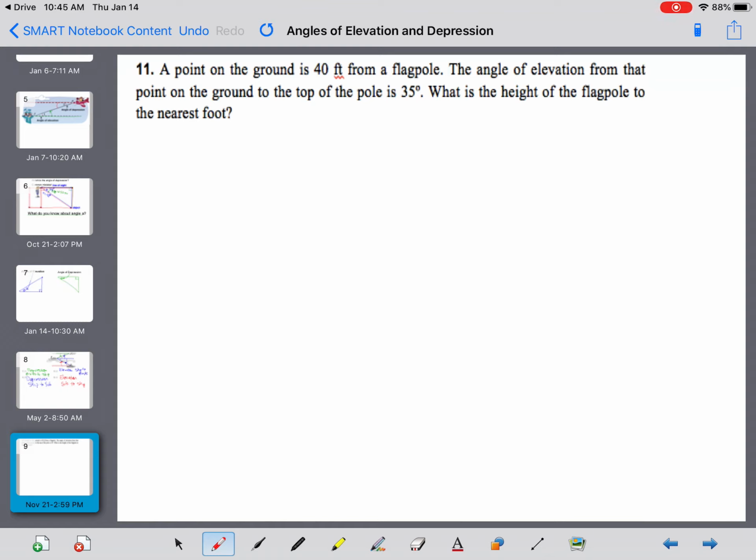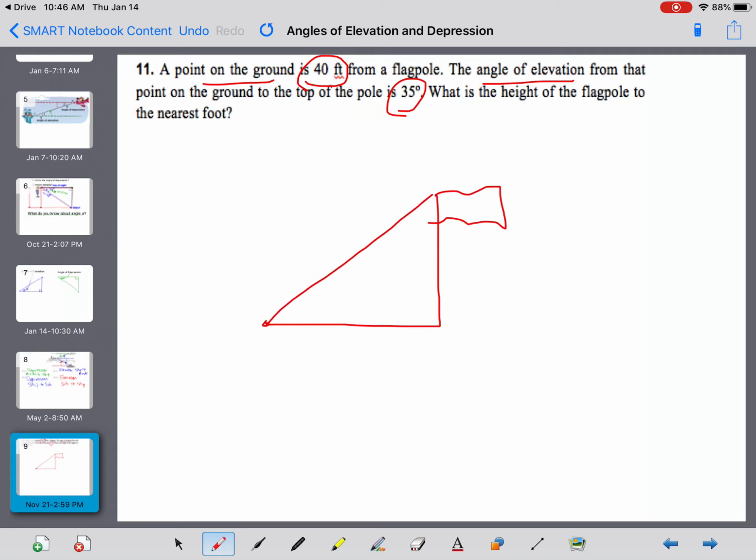So some key things I pick out are 40 feet, that's the distance from the point on the ground. The angle of elevation is 35 degrees. So we have a point on the ground and it's 40 feet away from a flagpole. It's got a nice flag on the top. The angle of elevation from that point to the top of the flagpole, so that means we're looking up.